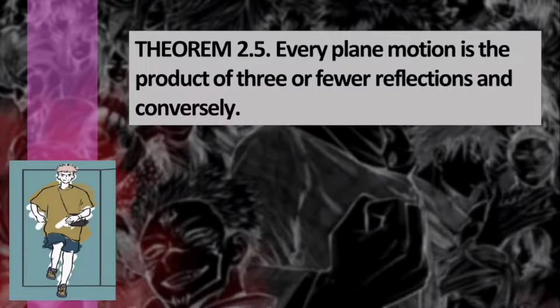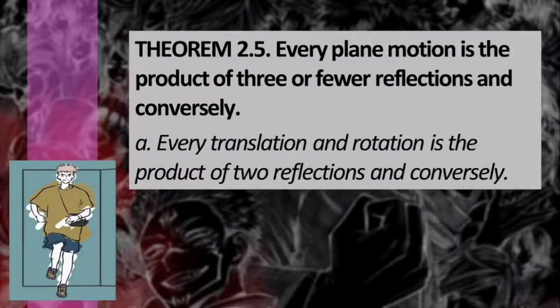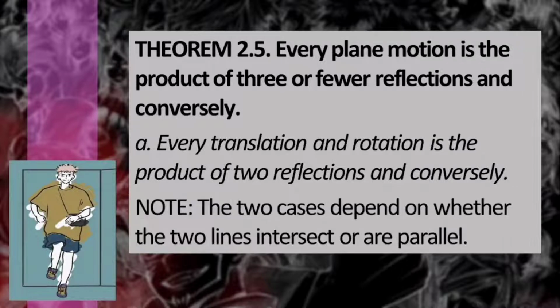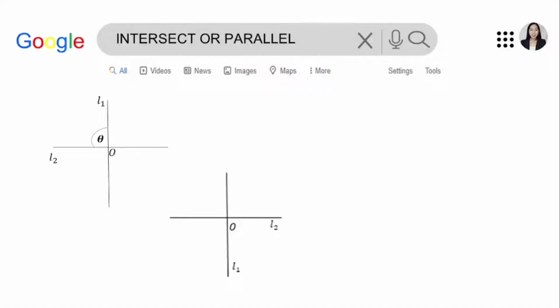Theorem 2.5: Every plane motion is the product of three or fewer reflections, and conversely. A. Every translation and rotation is the product of two reflections, and conversely. Note that the two cases depend on whether the two lines intersect or are parallel.